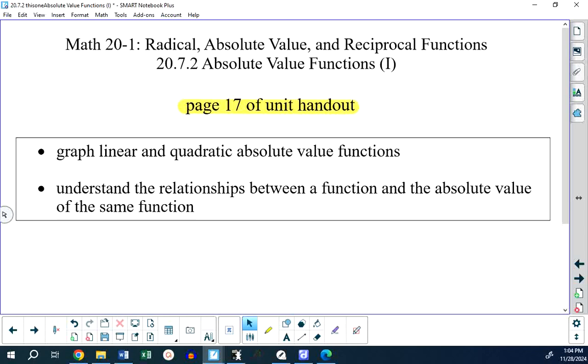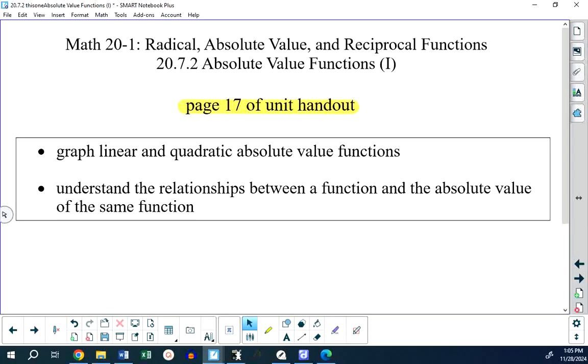So in the previous lesson that you didn't have any questions on, we talked about the absolute values of numbers. And that's just to warm you up to the idea of what absolute value means. What we're going to be looking at today is the absolute value of a function. Not the absolute value of a number, but the absolute value of the graph of a function.